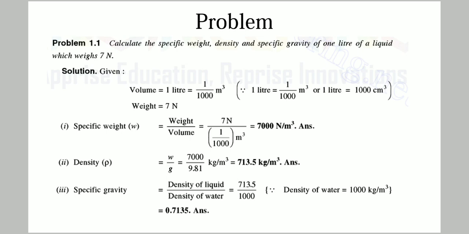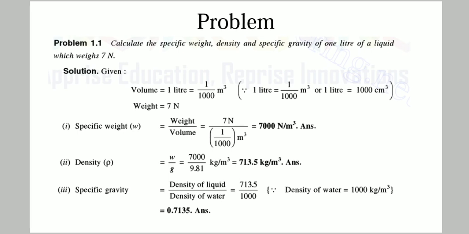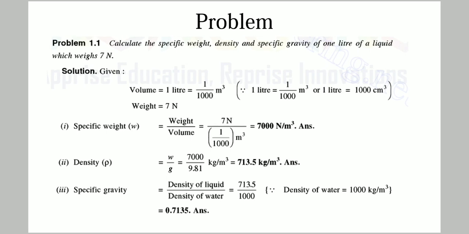For specific gravity, we know it is density of a liquid to density of water. Density of water is 1,000 kilogram per meter cube, and the density obtained here is 713, and we get the answer as 0.71. Similar problems will be asked, so go through such problems, and thank you.